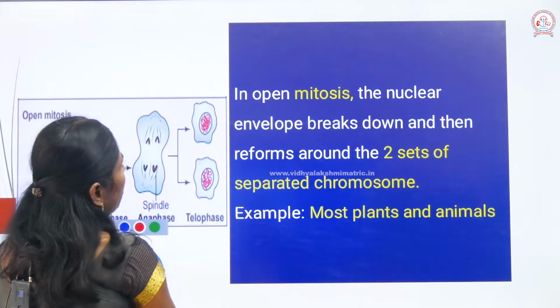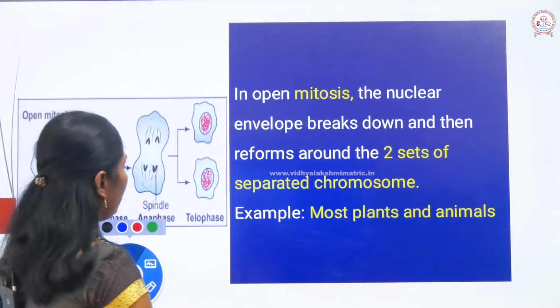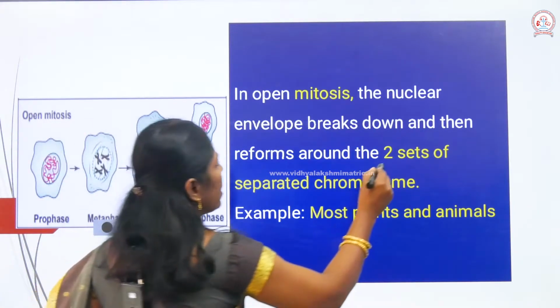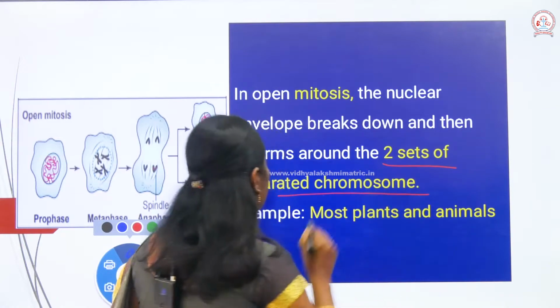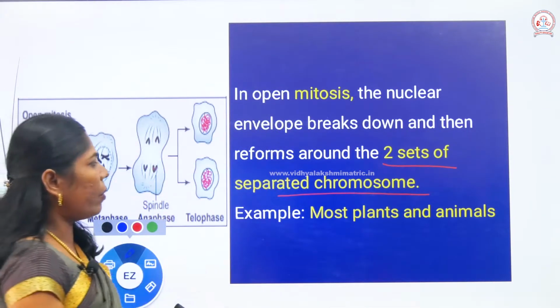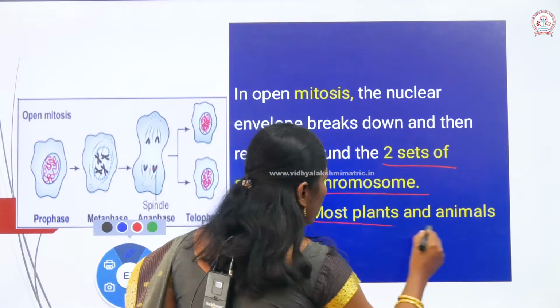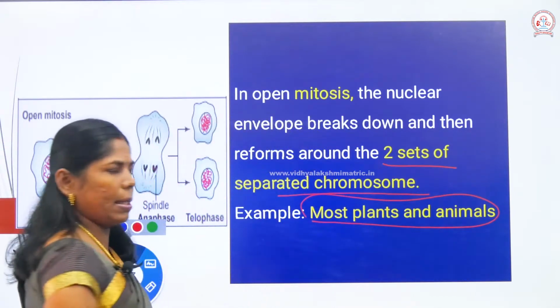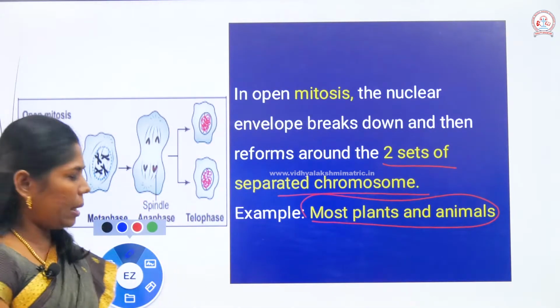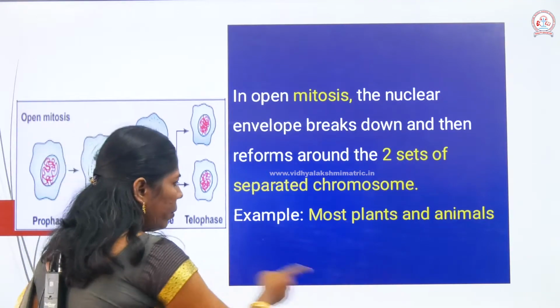The nuclear envelope breaks down and then reforms around the two sets of separate chromosomes. The two sets of separate chromosomes are covered by the nuclear membrane. That is the case in most plants and animals. Okay. So, now we are going to see the stages of mitosis.